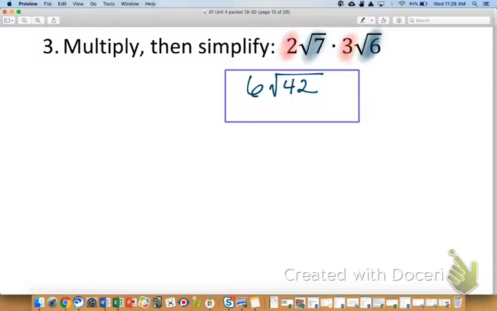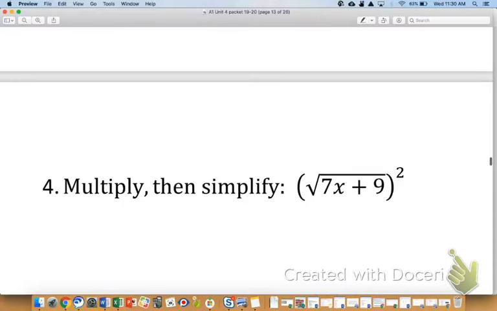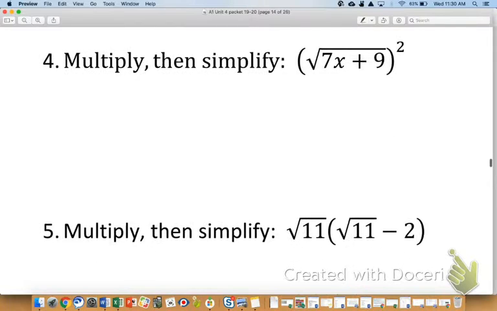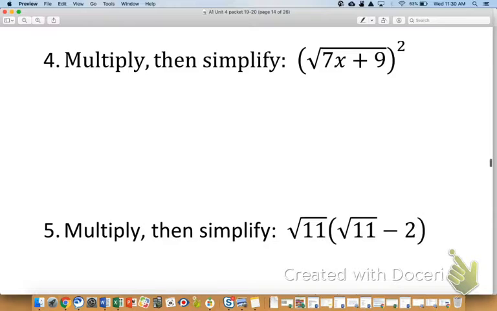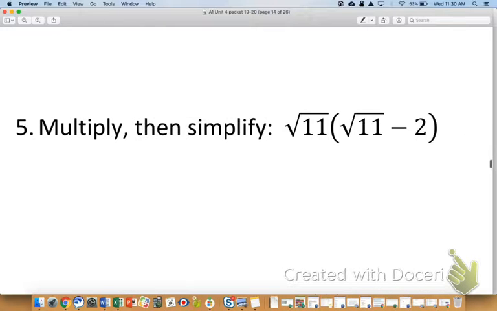All right, so I would like to try a couple more. We have about 5 minutes before I want to transition. So if you would, take a look at number 4. I think we'll do number 4 and number 5. Yeah, we'll just do those 2.